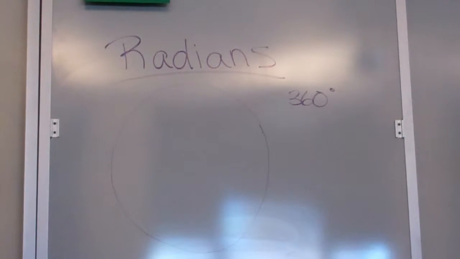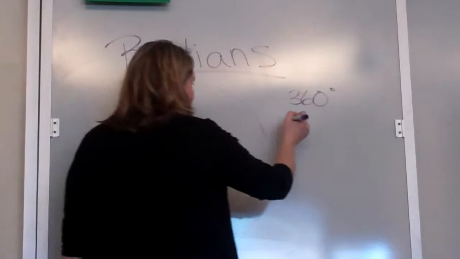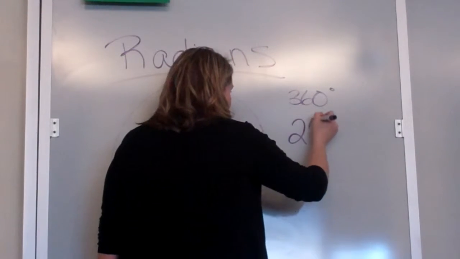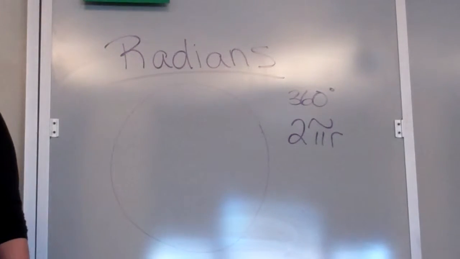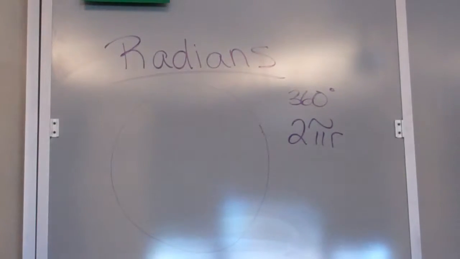Anyway, 360 degrees in a circle. What do we know about the circumference? 2 pi r. Circumference, not area, circumference. So the circumference is 2 pi r.